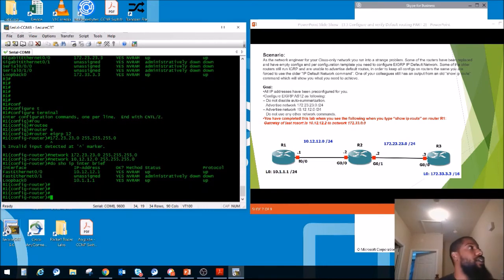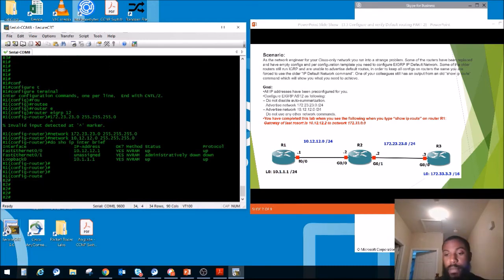Let's go ahead and console into router 2. I really need an access server, y'all. I've been looking at an access server, and I've also looked at one of those async modules that you can plug octal cables into. I'll show y'all maybe in another video.